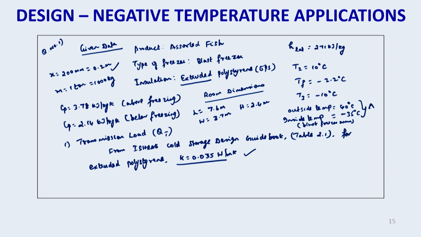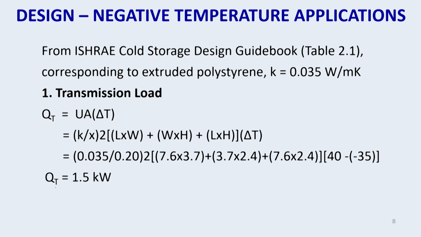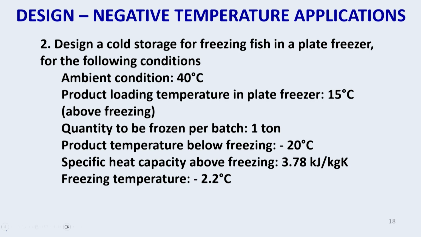So this becomes the delta T. This is the delta T. So this is 40 minus of minus 35. So the transmission load comes to 1.5 kilowatt. Next, let us calculate the product load.